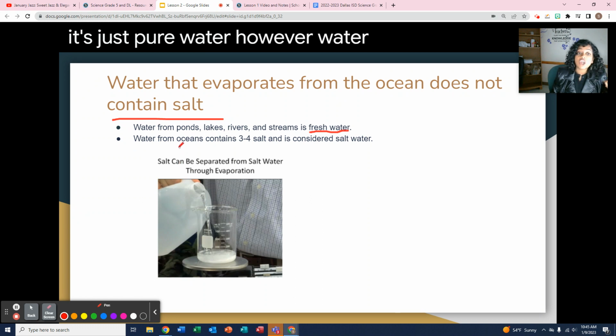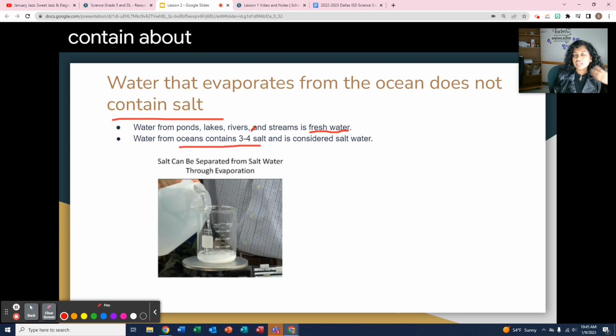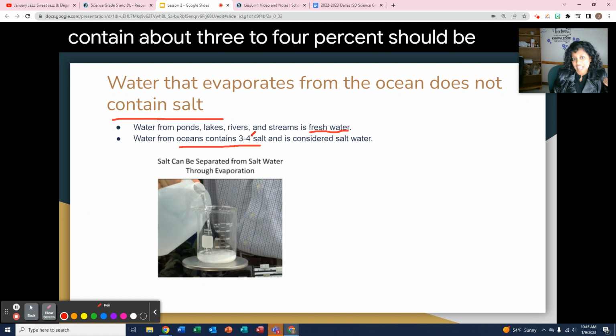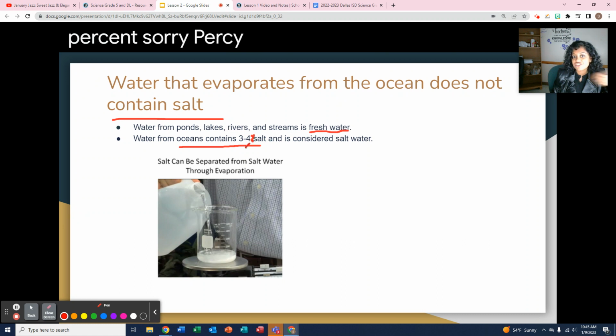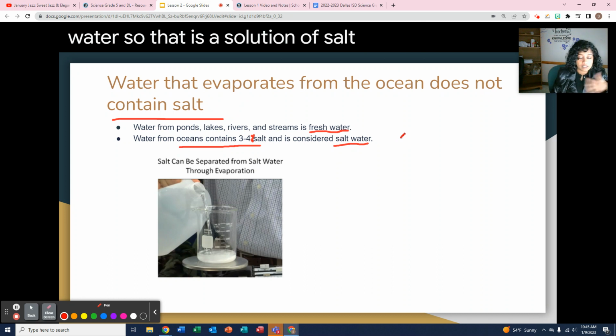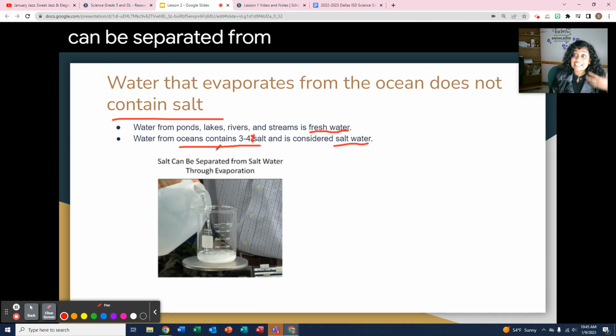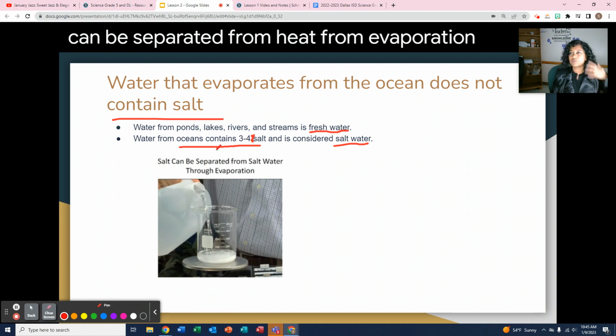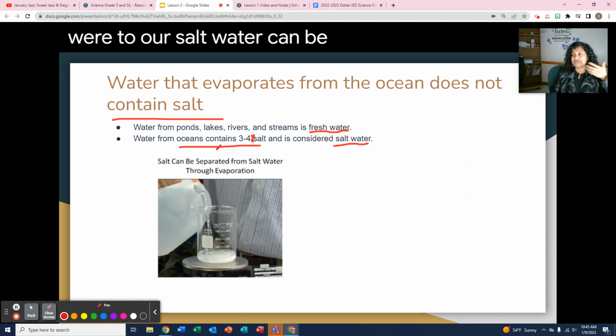However, water in the oceans contains about 3 to 4 percent salt, and it's considered salt water. So that is a solution of salt in water. Now, salt water can be separated by evaporation.